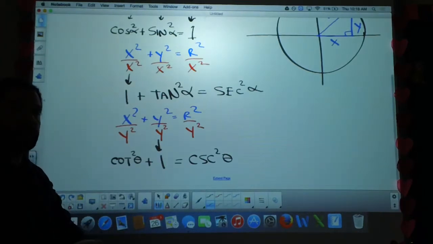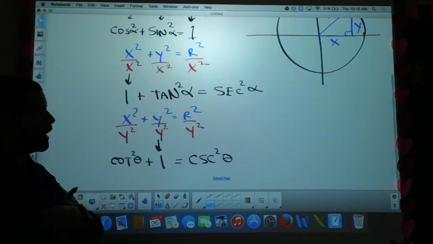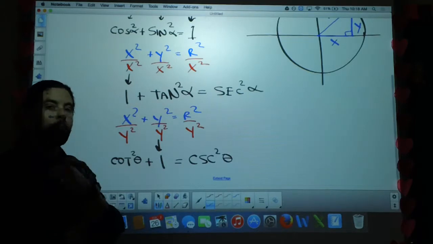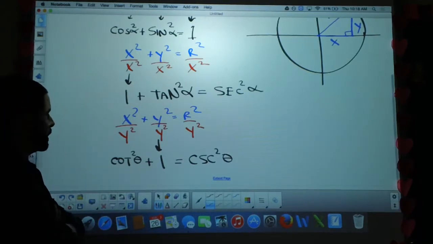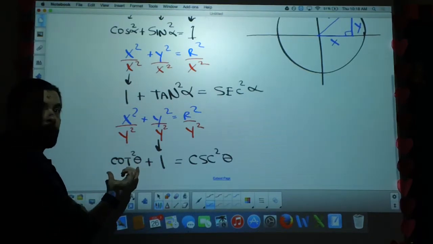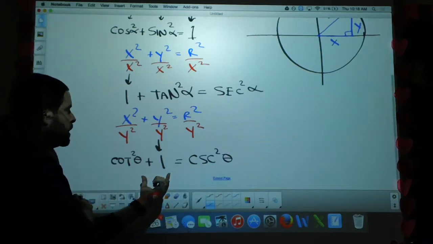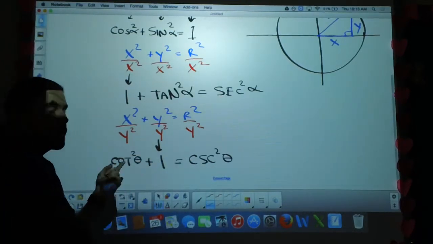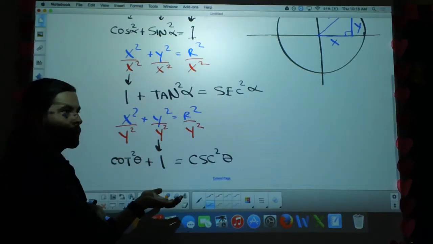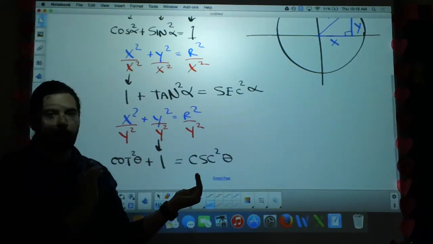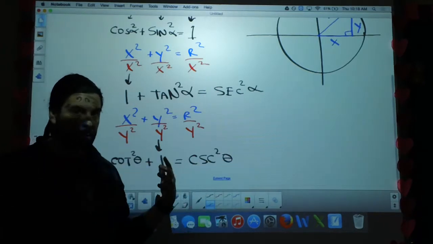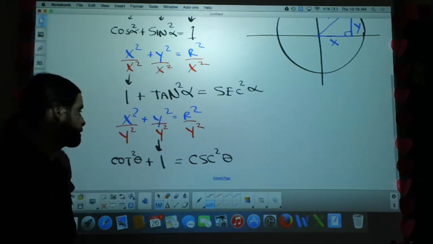So every time you see a square on a trig function, thinking Pythagorean identities is probably a good way to go, right? If I subtracted cotangent squared from both sides of this equation, I would get cosecant squared minus cotangent squared equals 1. So if I had cosecant squared minus cotangent squared in an expression, I could get rid of it and just replace it with 1, make my life a lot easier.